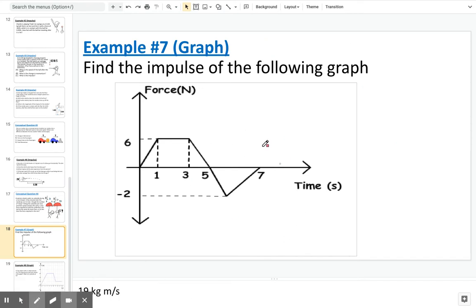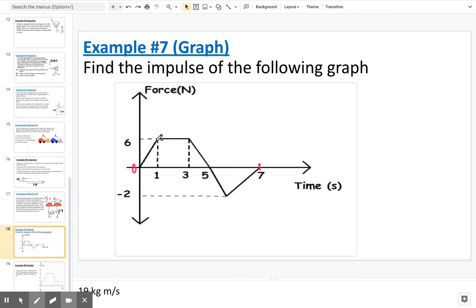So you want the impulse of the entire graph, which means the entire time period. So the problem, if we were given a word problem, would most likely say, find the impulse from t equals 0 to t equals 7 seconds. So what we would do here is find the area underneath this force versus time graph from t equals 0 to t equals 7 seconds. So what we want to do is break the graph into shapes in which we could easily find the area.